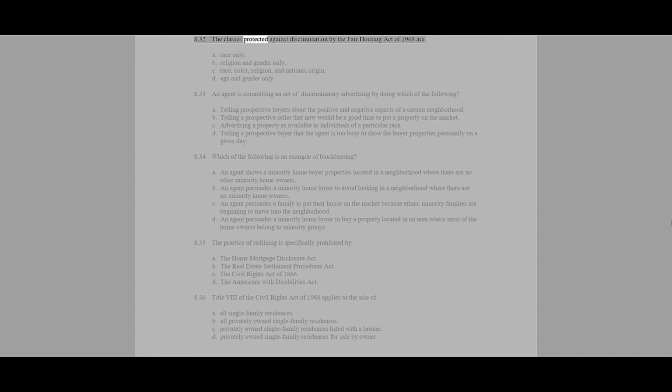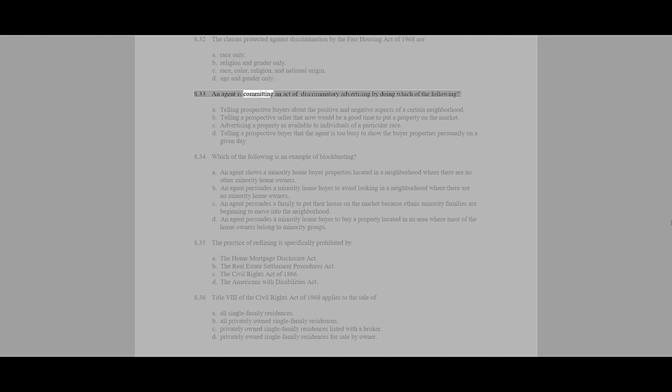8.32 The classes protected against discrimination by the Fair Housing Act of 1968 are A. Race only. B. Religion and gender only. C. Race, color, religion, and national origin. D. Age and gender only.